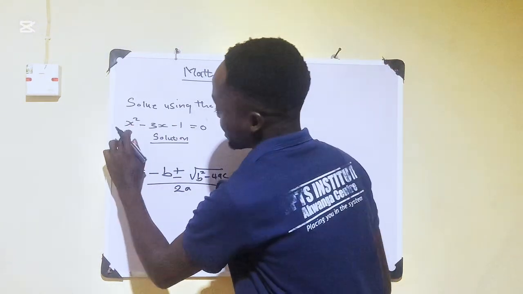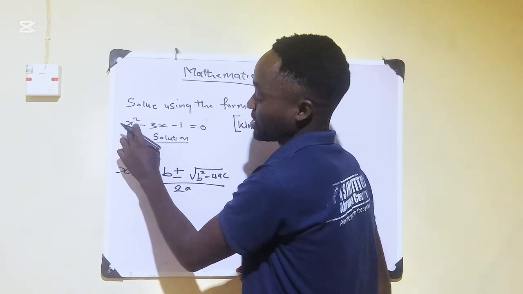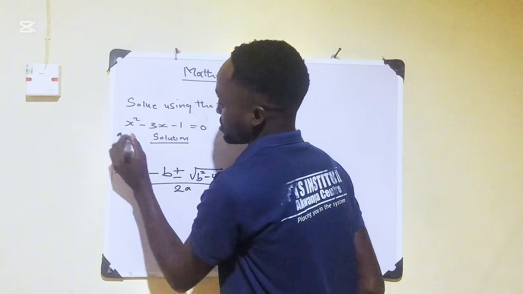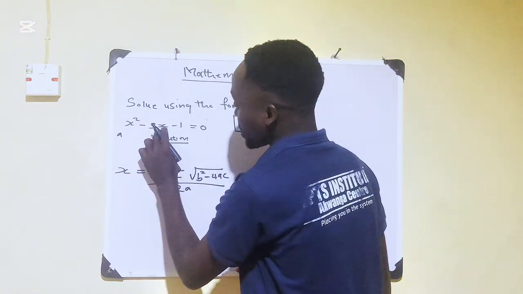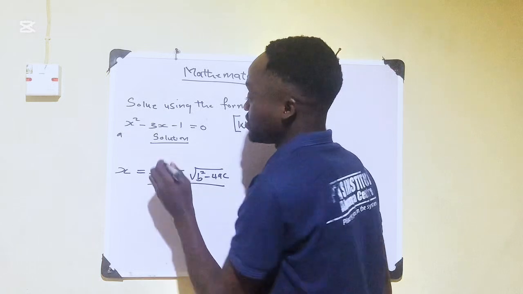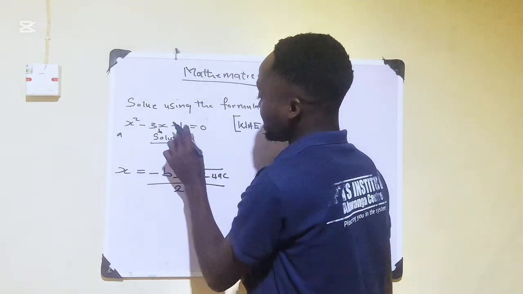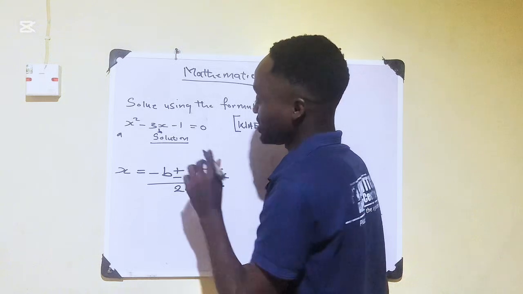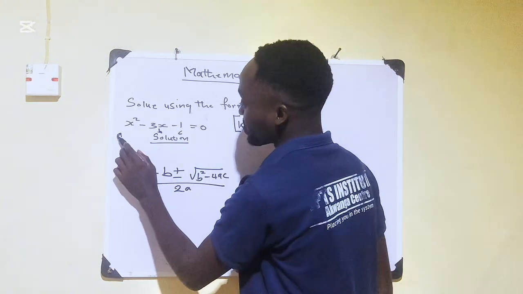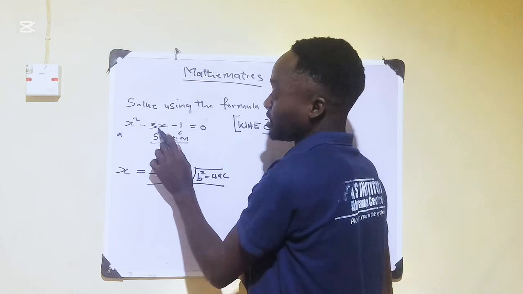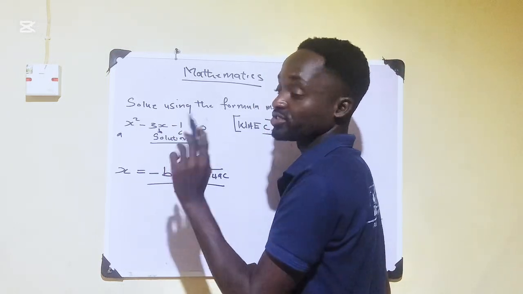So the first one that carries x squared, the coefficient of this x squared is your a. Then the next one, which is x without the power, the coefficient here is your b. Then the last number that you have here is your c. Is that clear? The coefficient of x squared is your a, the coefficient of just x without the power is your b, and the last number is your c.